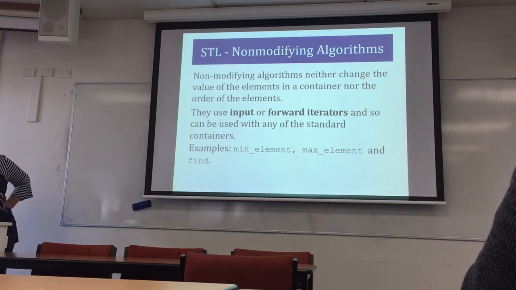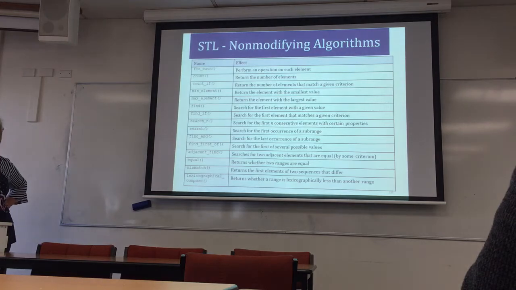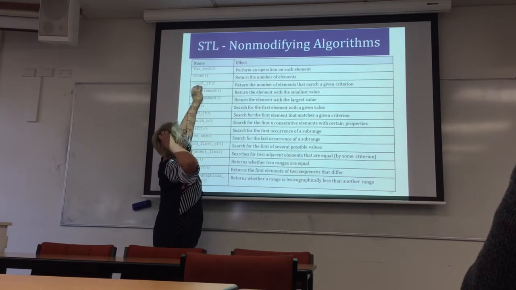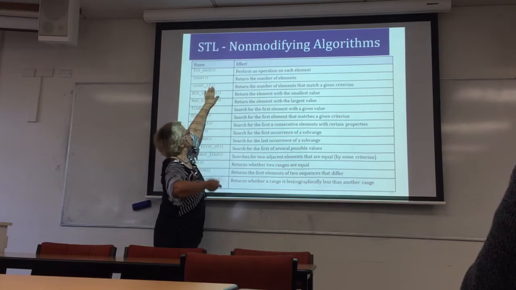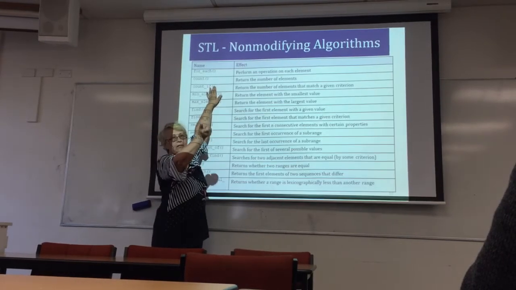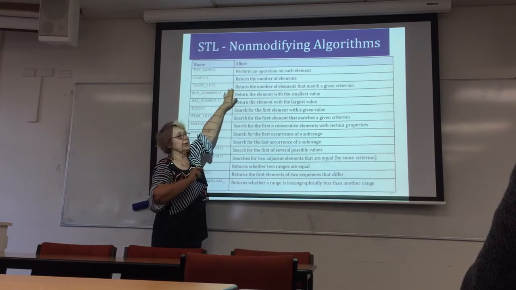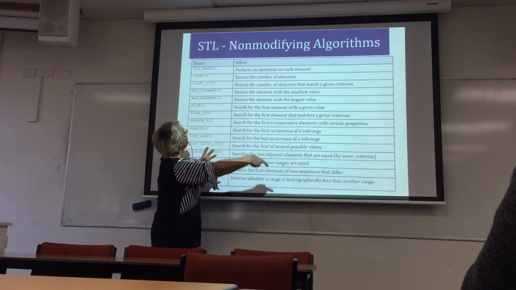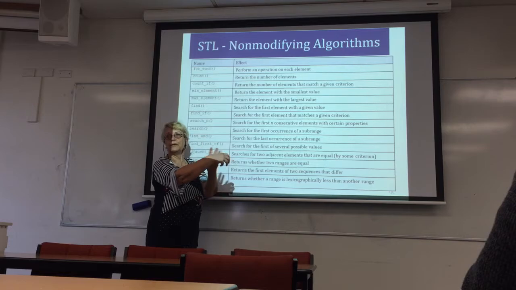So non-modifying require input or forward iterators. The typical example, minimum and maximum, but this is a list of how many algorithms you can use to perform counting: how many elements are there, counting with a Boolean expression. You have an expression counting how many elements are greater than 5, count if, and you have to provide 3 arguments.